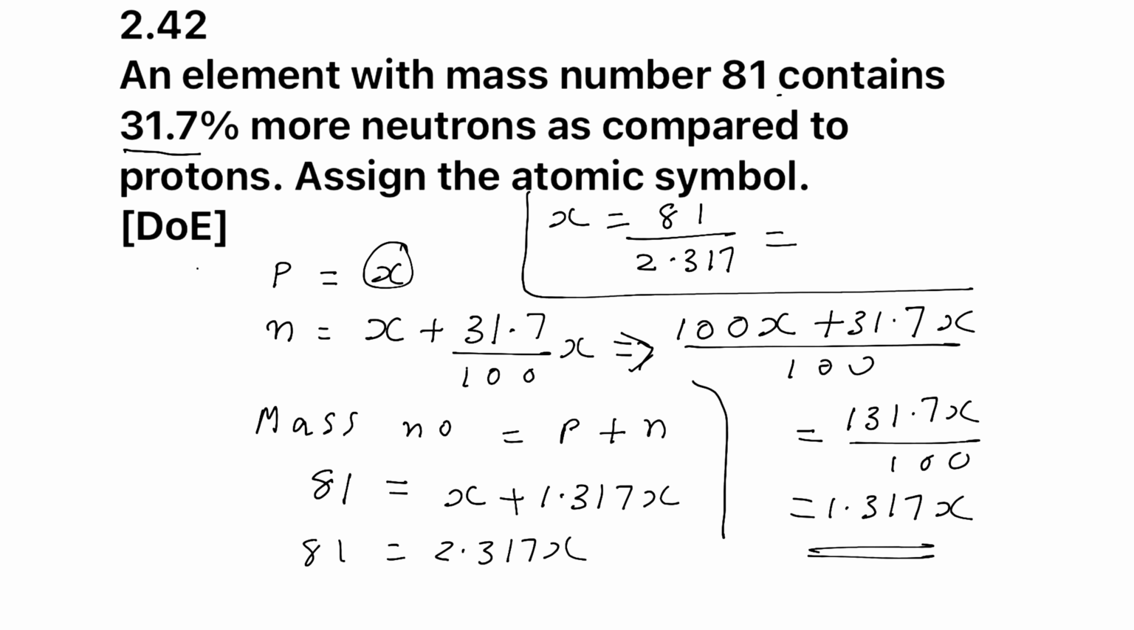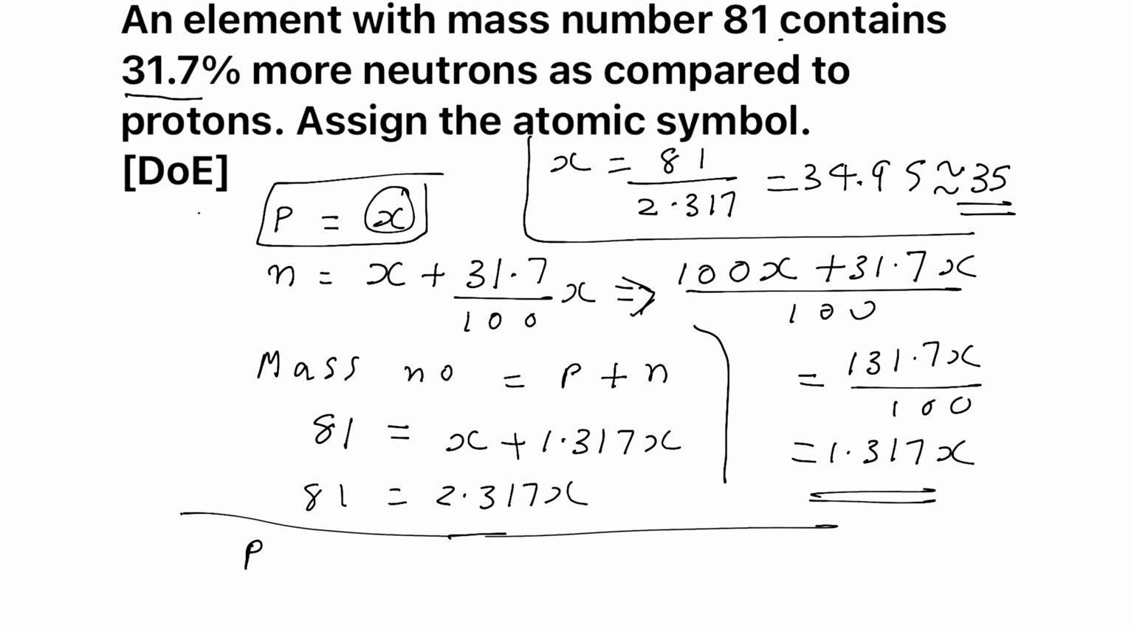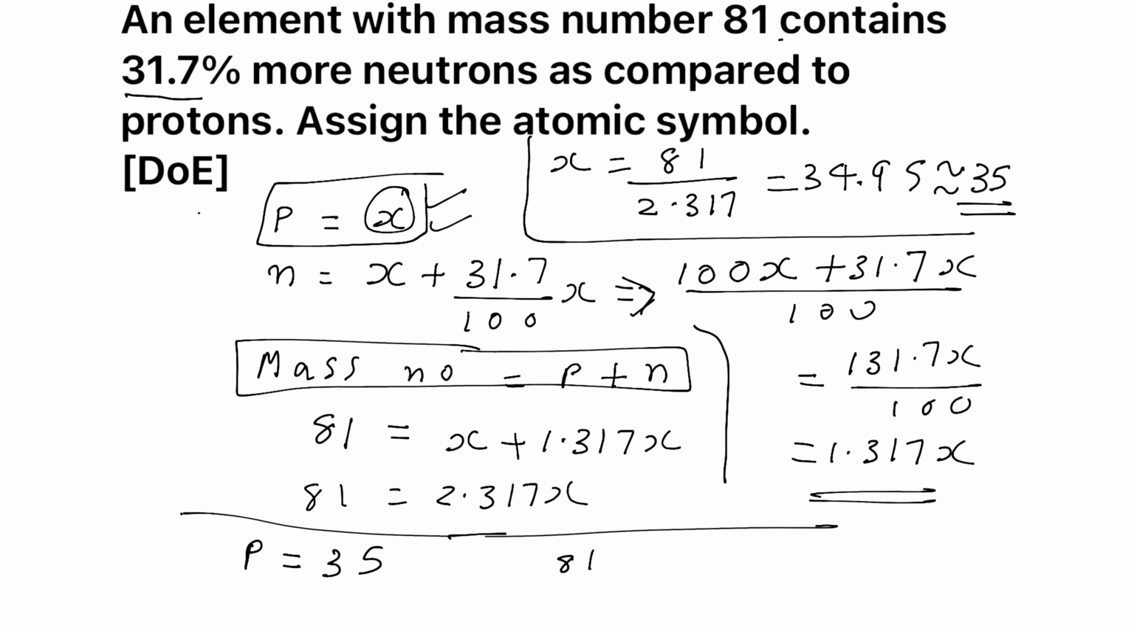On calculating, you will get 34.95 approximately. Take the whole number because we are dealing with atomic number, right? Okay, 35. So proton number is x, so 35. Now see, by using this relation you can find neutrons. 81 is equal to proton number plus neutron number. So what is neutron number? 81 minus 35, you will get 46. Okay, now what we have to do?